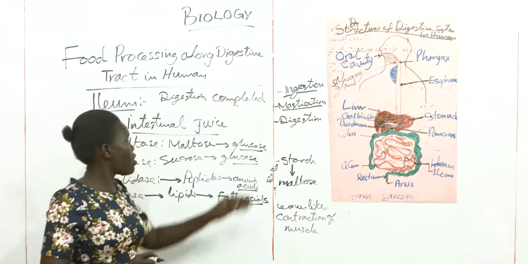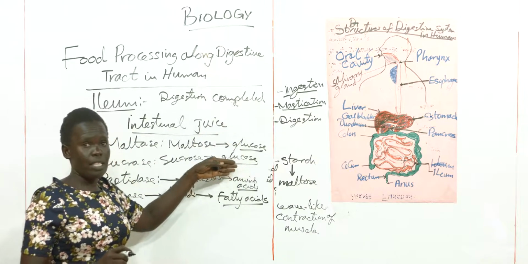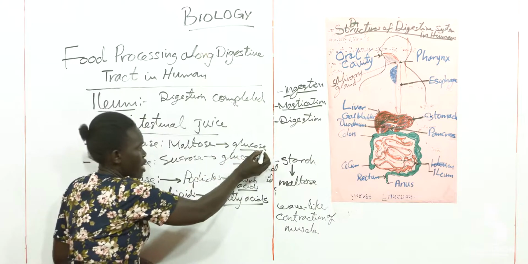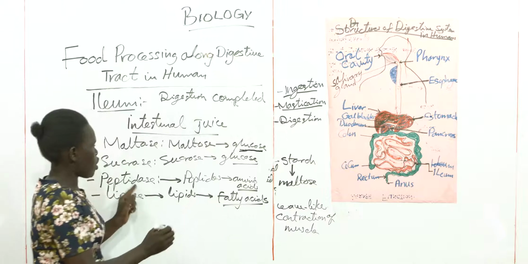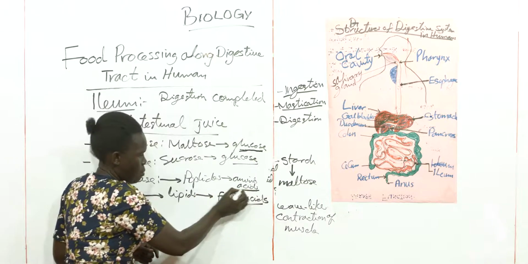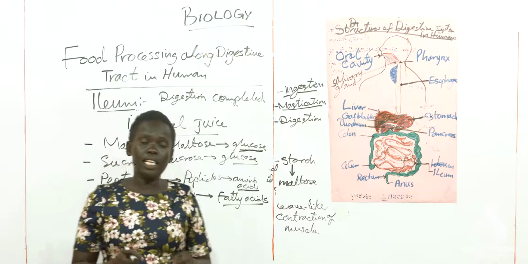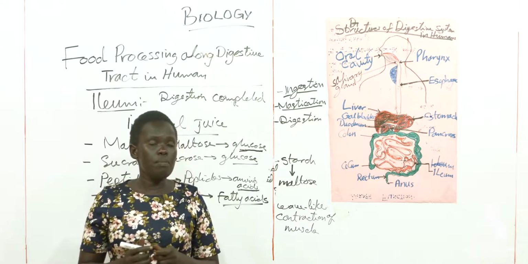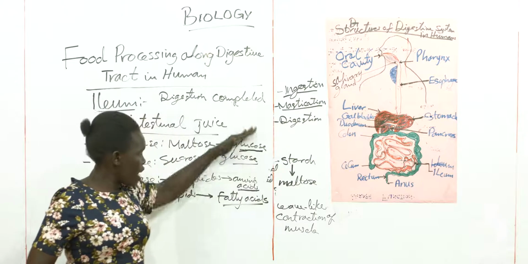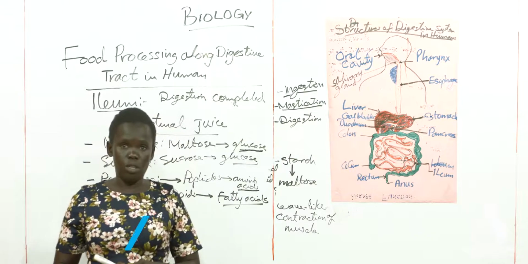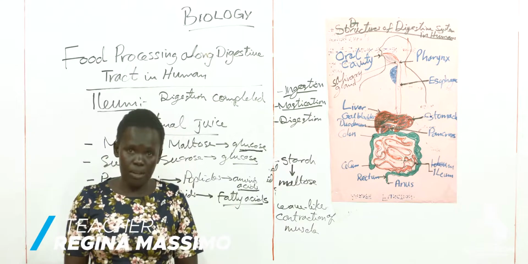So when you look at this, glucose, amino acid, fatty acid, these are the smallest particles of nutrient. Now they are ready for absorption. If sugar is in the form of glucose, protein in the form of amino acid, lipids in the form of fatty acid, these are the smallest particles that can be absorbed or accessed by our cells. That means up to here, the process of digestion is done.